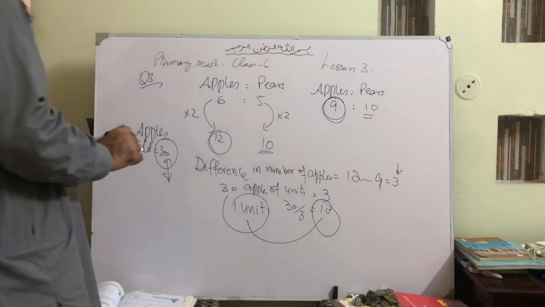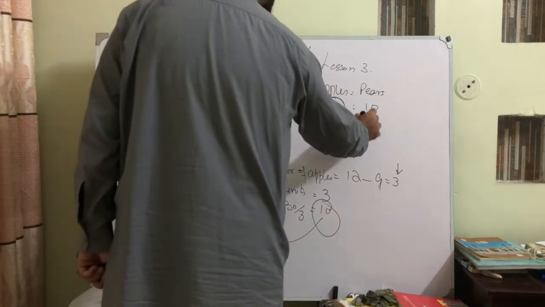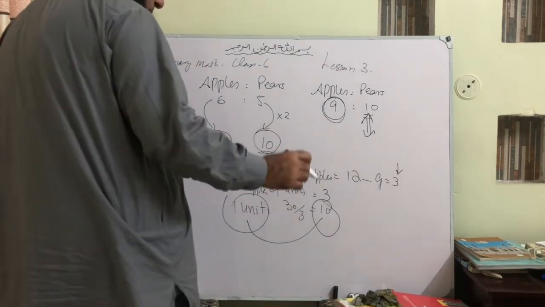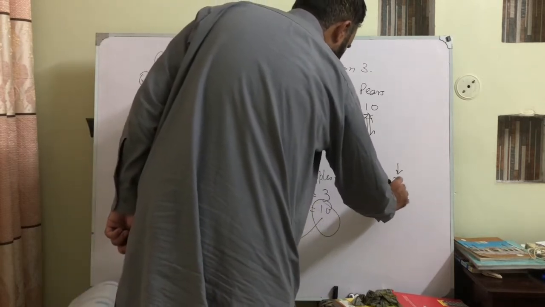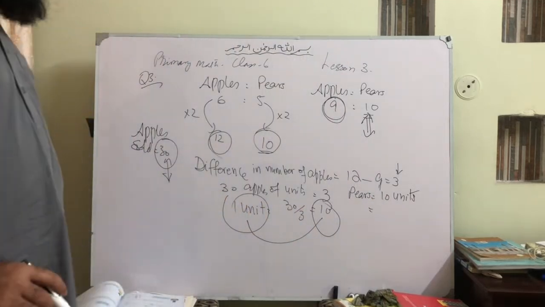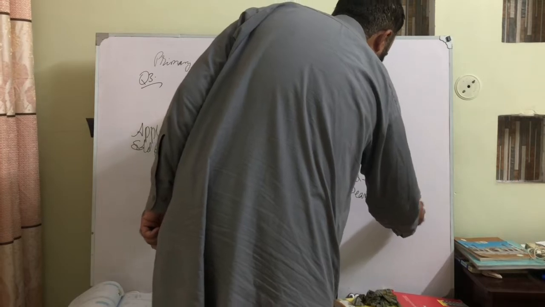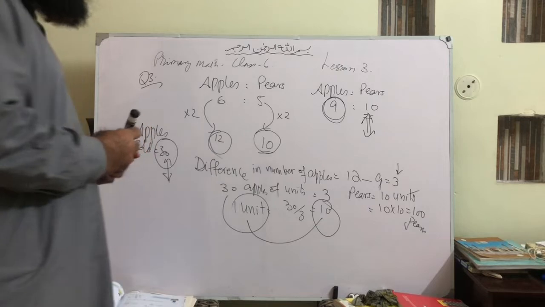Okay. Now we need to know the pears. Pears how many? 10. Okay. Pears how many? 10. So pears have 10 units, 1 unit is equal to 10. So for 10 units, we will multiply it with 10, we have 100. So the number of pears was 100, okay.